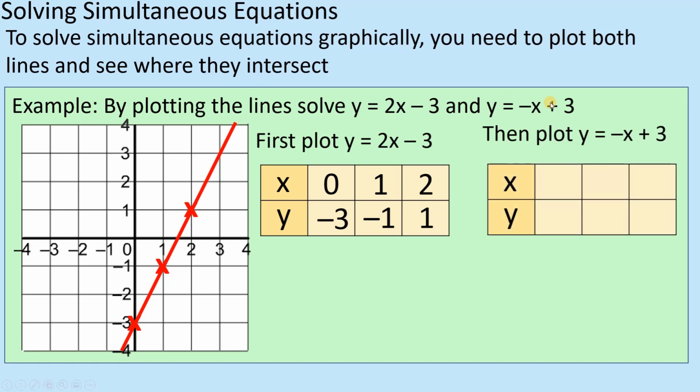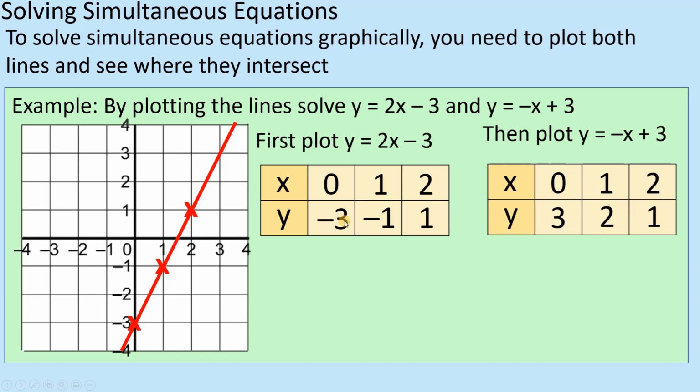Repeat the process for minus x plus 3. A bit more awkward because of the minus, but let's pick the same values, 0, 1 and 2. Well, minus 0 is still 0, plus 3, that's going to give me 3. Minus 1, again I'm putting the x value of 1, plus 3, that's going to give me 2. And then minus 2, because I'm putting the x there, minus 2 plus 3 is going to give me 1. So I've got those values.